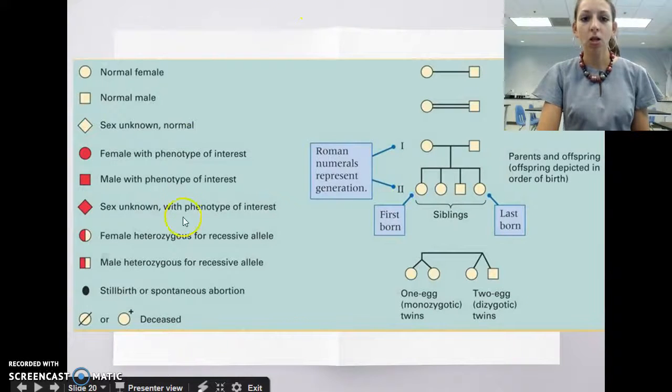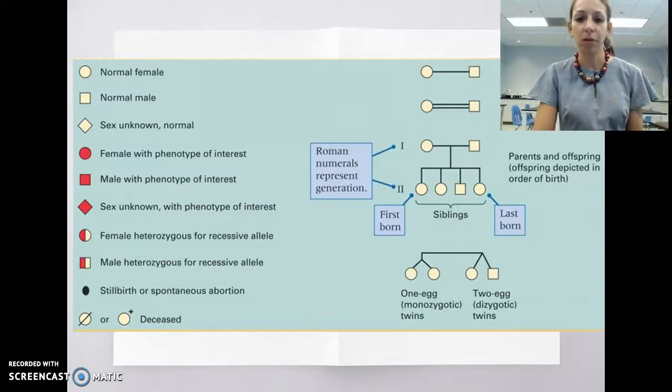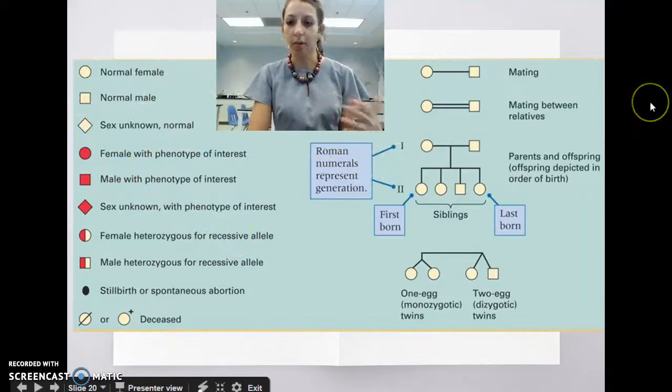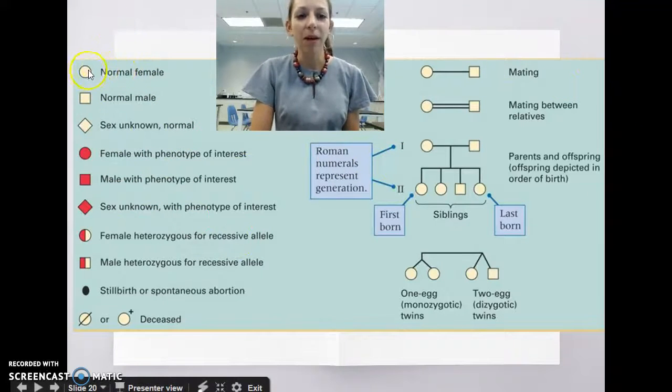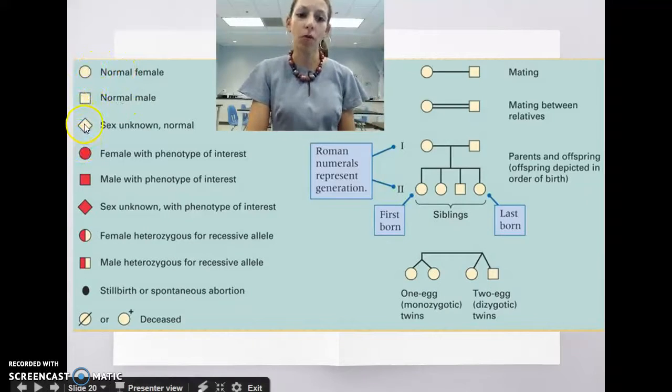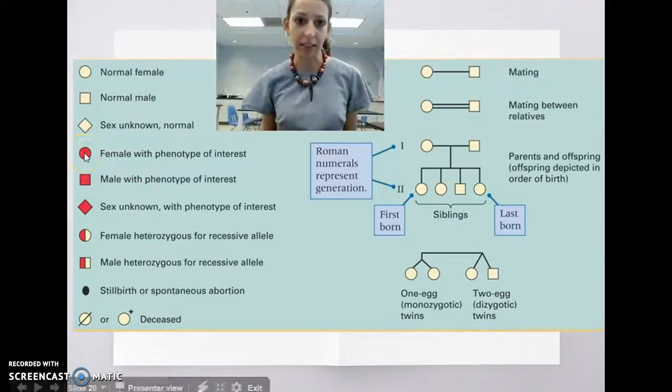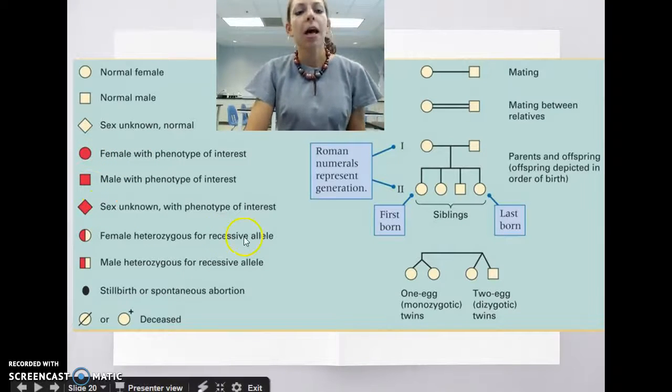Okay. So, really quickly, let's talk about pedigrees. Now, pedigrees are useful tools for determining inheritance of traits. This is a really quick key to common notations in pedigrees. A normal female will be just a plain circle. A normal male will just be a plain square. If you don't know the sex of the individual, it will be a diamond like that. If the female has a phenotype of interest, a disease, for example, like Huntington's disease in a family, she will be shaded in.